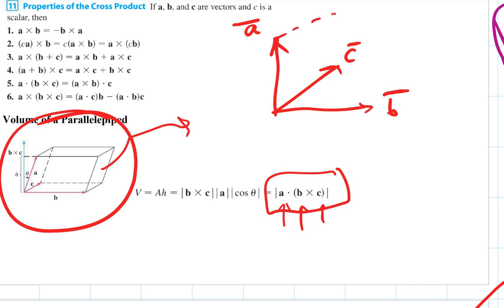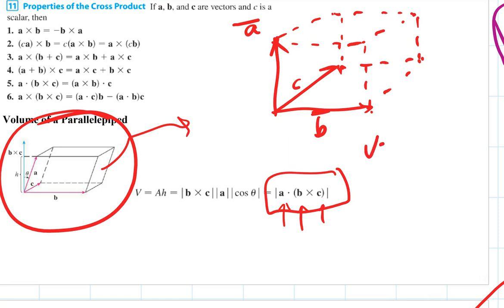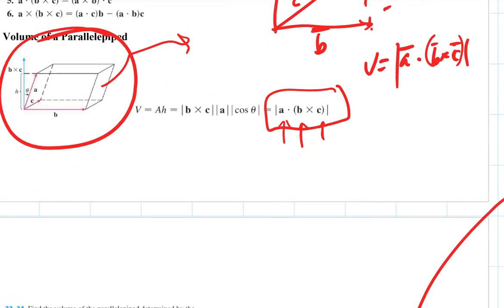Then the parallelepiped formed out of all these. Let's take C out of there. C's down here. How do you draw this? Something like this. The volume of the parallelepiped formed by all these is the absolute value of A dotted with B cross C. Okay, so it doesn't matter which ones you do first, right? So you could also have the volume is C dotted with A cross B. Okay, you'll get the same answer.